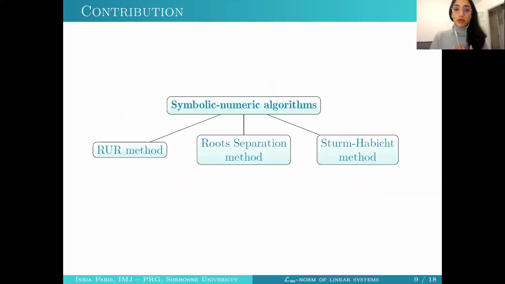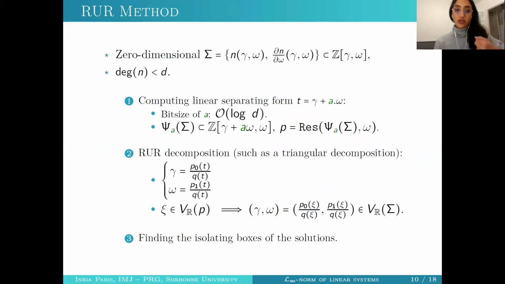As for our propositions here, we propose three different symbolic-numeric algorithms. The first one will be called the Rur method, the second one is the root separation method, and the third one is the Sturm-Habicht method. So we start by explaining the Rur method by considering a zero-dimensional system sigma, and we consider that the degree of n is less than g.